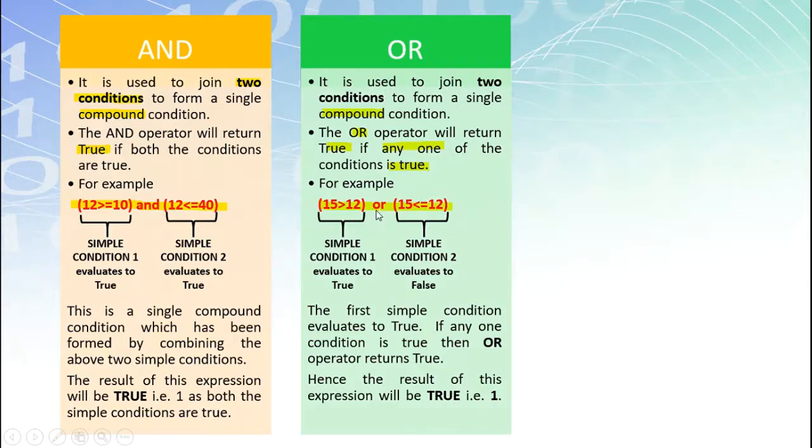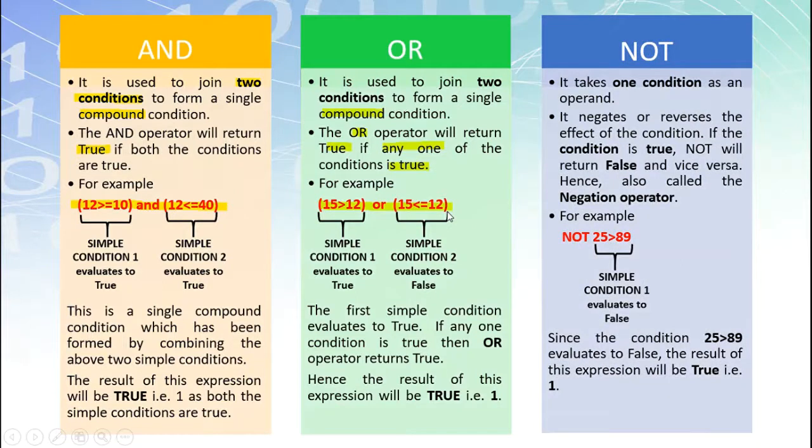In case of the OR operator, if the first condition evaluates to true, the second condition will not be checked, because if any one of the conditions is true, we know the result will be true. In case the first condition returns false, then the second condition will be checked to get the result. I hope you have understood the AND and the OR operator. Let's now discuss the next operator, that is the NOT operator.